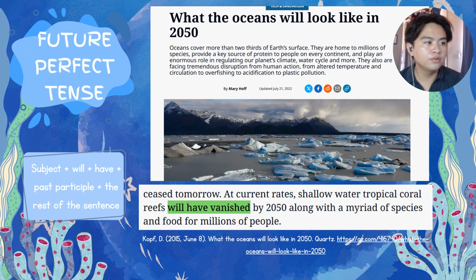Alright, now for the last example, which is the future perfect tense. The future perfect tense formula is subject plus will plus have plus past participle and then followed by the rest of the sentence. The example given here is, at current rates, shallow water tropical coral reefs will have vanished by 2050 along with a myriad of species and food for millions of people.